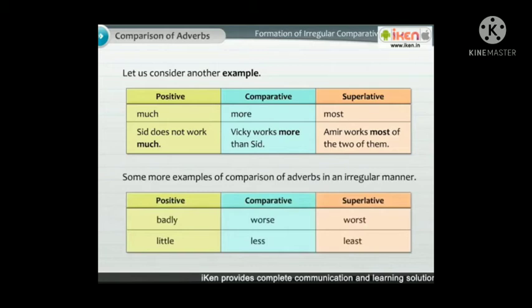Some more examples of comparison of adverbs in an irregular manner are badly, worse, worst. Like we have bad, worse, worst, like the same, badly, worse, worst, and little, less, least. Again, these two examples can be used with nouns as well as verbs.